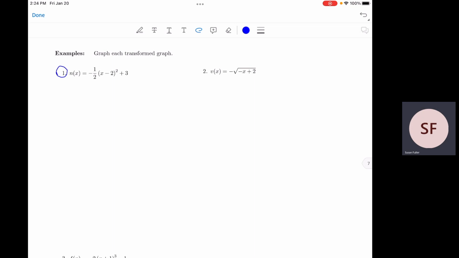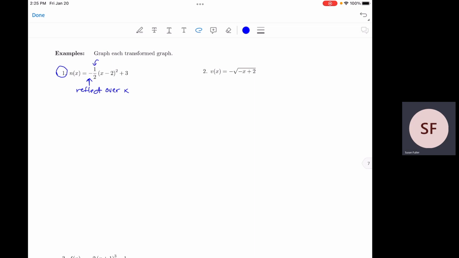Graph each transformed graph. Okay, so n of x equals -1/2 times (x minus 2) squared plus 3. All right, I'm going to start out and just try to identify what some of these transformations are. I have a negative out front. That means we are going to reflect. It's on the outside, which means it's going to be a vertical reflection. So we're going to reflect up and down over the x-axis.